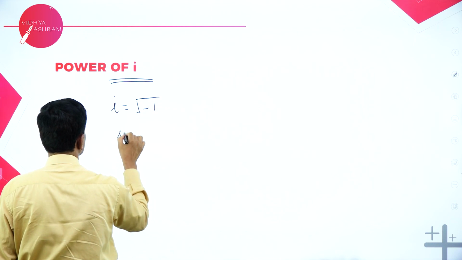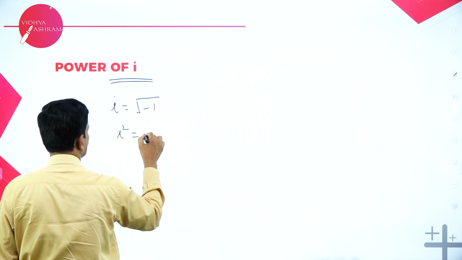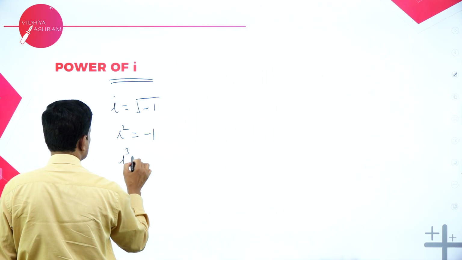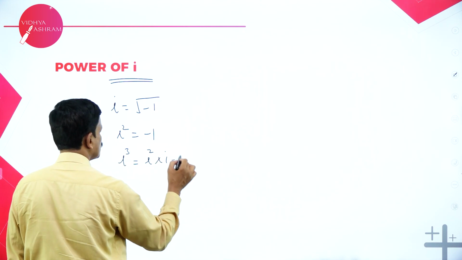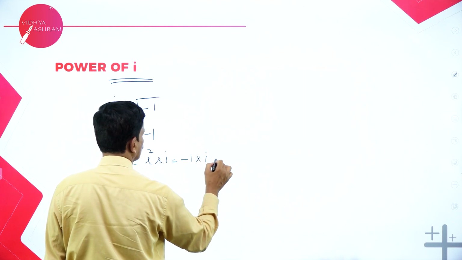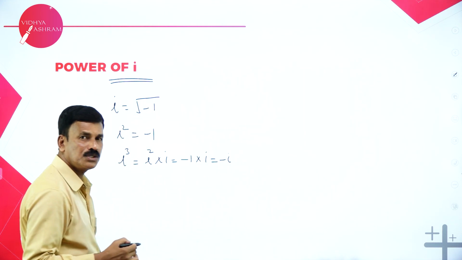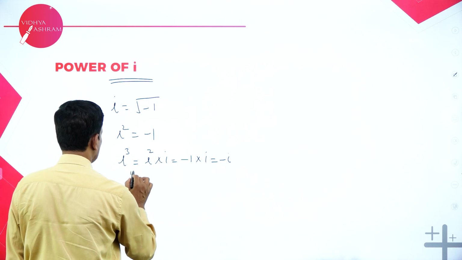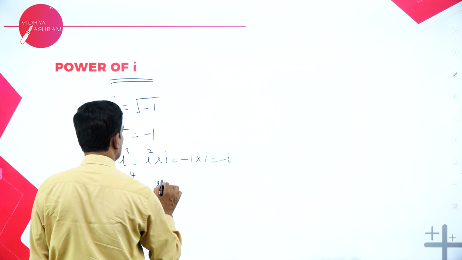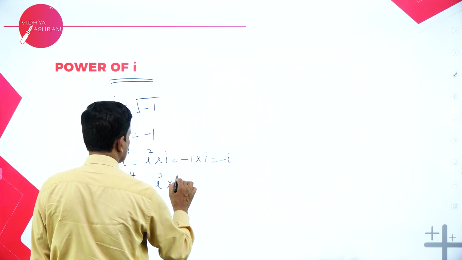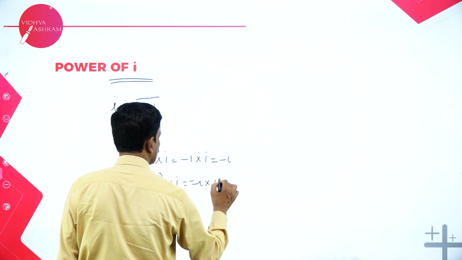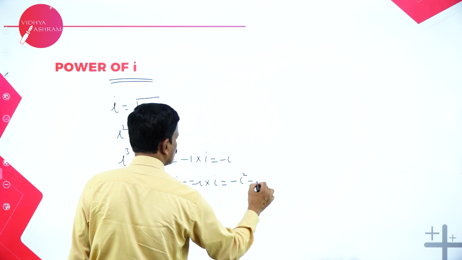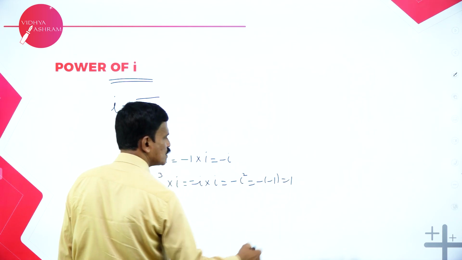You know, i is equal to root of minus 1. Therefore, if you square, i square is equal to minus 1. What is i cube? i cube can be written as i square into i. What is i square? Minus 1 into i, that's equal to minus i. i cube is minus i. i to the power of 4 can be written as i cube into i. What is i cube? Minus i into i, that is minus i square. i square is minus 1, minus into minus plus.